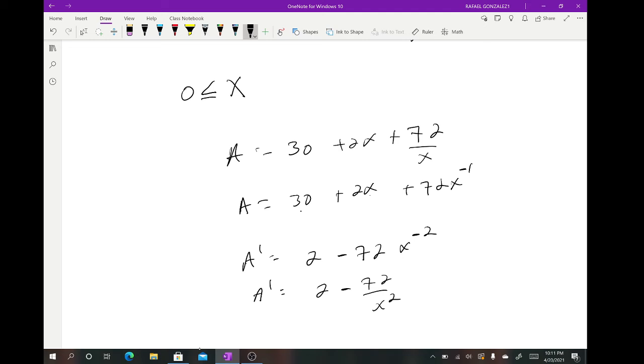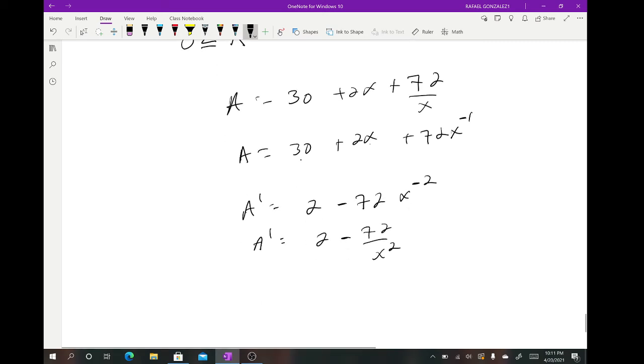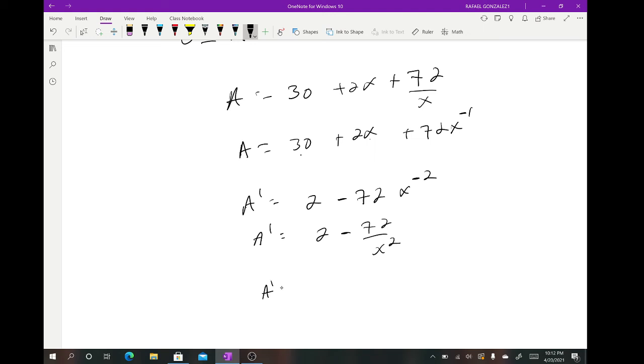Now, we took the derivative. This is step 5. This is the last step. Take the derivative, find the critical values, and then make a determination. So to find the critical numbers, we set the derivative equal to 0. When is the derivative equal to 0?